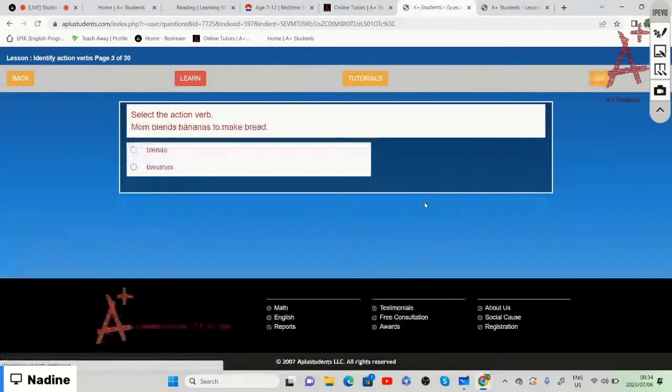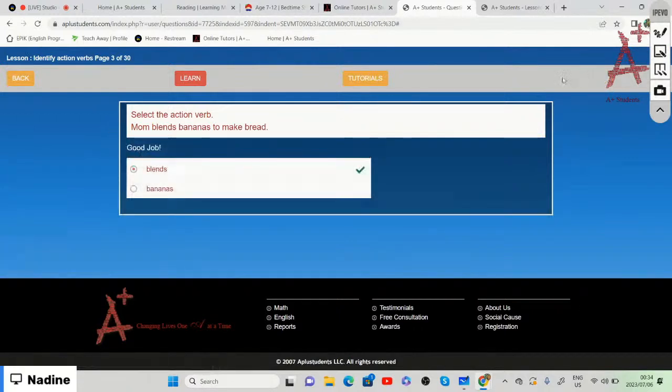Mom blends bananas to make bread. So what did mom do? We need to say what mom did. Is it blends or is it bananas? Blends or bananas? All right, so we can then say mom blends bananas to make bread.